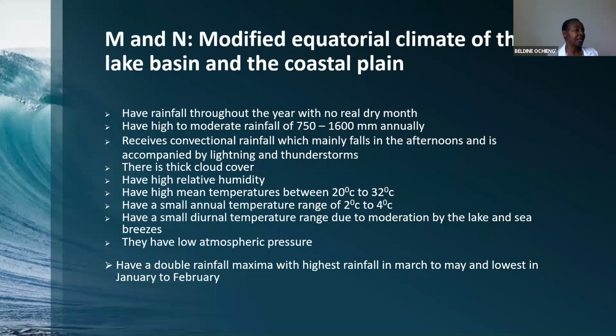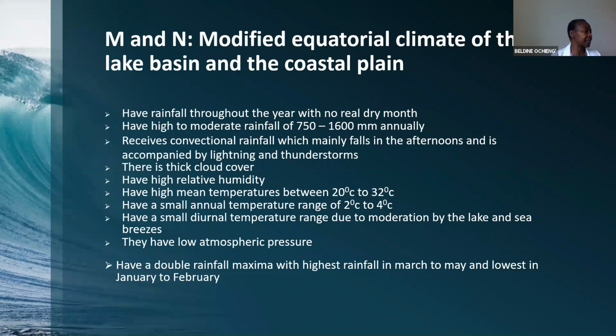High to moderate. Remember, I've just told you about the descriptive words. So 750 is falling under moderate. 1,600 is under high. If my answer would have just been high rainfall, then I go for this figure, 750 to 1,600 millimeters, I will not get anything. But if I remember the figures and I don't put them, but I use the term high to moderate, that one you are well to go.